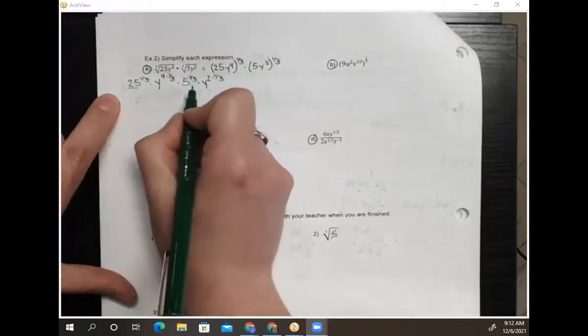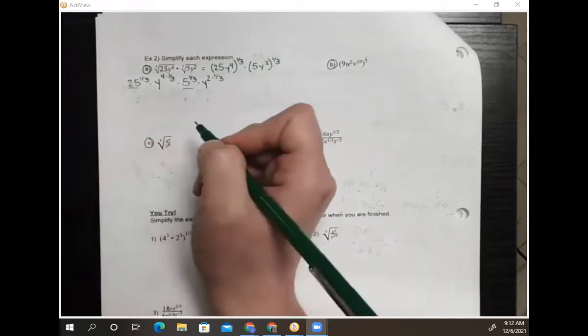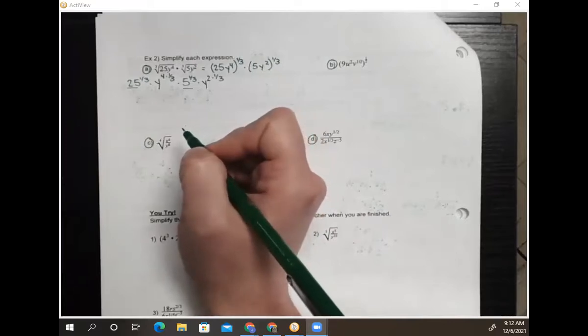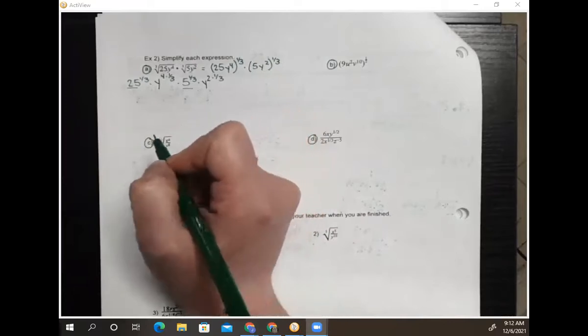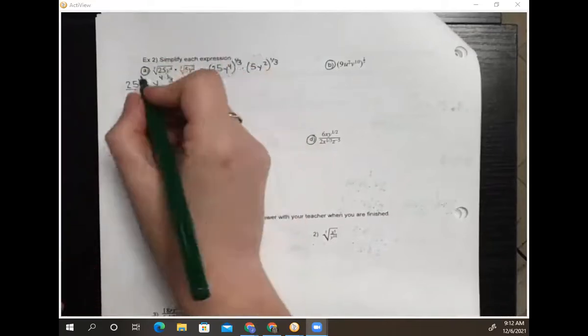Now, I can't combine 25 to the 1/3 power and 5 to the 1/3 power because they don't have the same base. This would be like x squared and y cubed, right? I can't combine those because x and y are different. If the base were the same, then I could combine them. I can combine x squared with x cubed. If the base is the same, we can combine them.